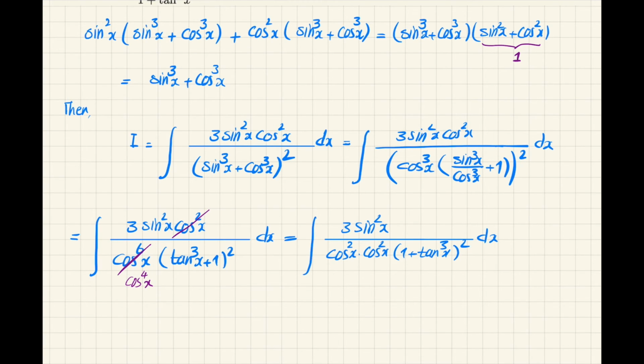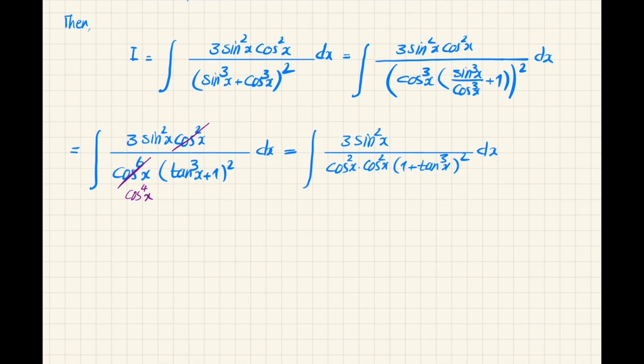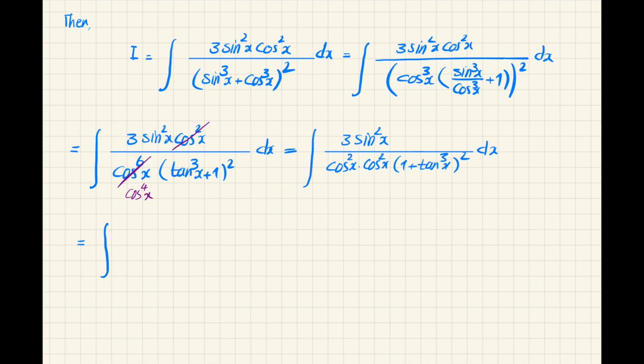The reason that I did it like this is because I want to take these two together and write it as tangent squared x. Okay, so then it becomes the integral of 3 tangent squared x, and in the denominator I will have cosine squared left, and then I will have 1 plus tangent cubed x squared dx.